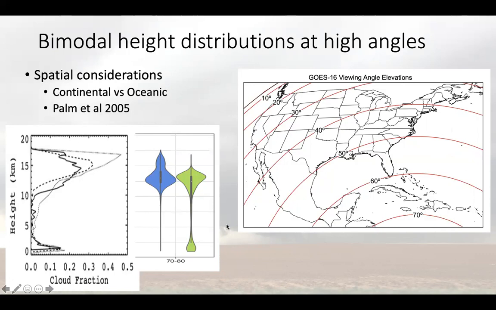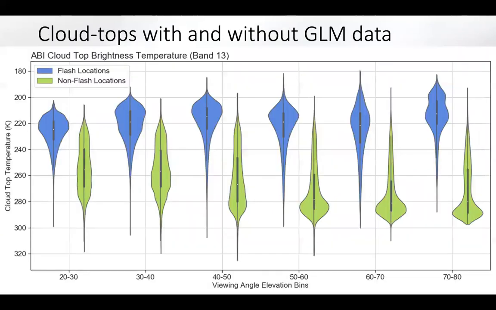Our 70 to 80 degree bin at the very bottom is almost entirely ocean, so we compared that against Palm et al. 2005, which are observations of cloud top heights in the Eastern Pacific. They saw very similar distributions to that figure, where we had the low cumulus clouds being forced off of the boundary layer, and also the upper level cirrus clouds, and those are really helping to drive those distributions. So this is actually a physical process, but it does mean that it is much harder to take cloud top height on its own and say this region is producing flashes without considering other variables.